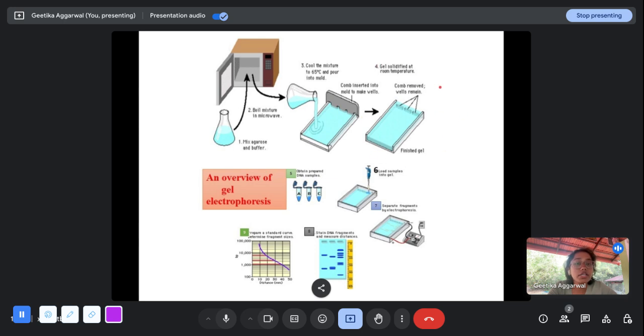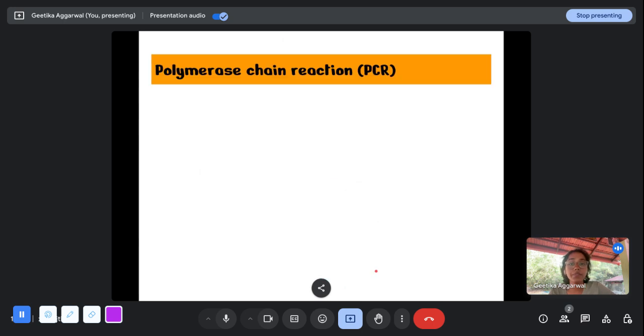The gel is now solidified at room temperature. It is solid, the comb is removed, and now you can see that the wells have been very well formed. So this is the finished gel. Now you take your DNA samples, add the dye to these and mix them properly. Then you load the sample using a micropipette into these different wells, and then, as discussed, you run them through the machine, which is connected to the negative and the positive currents. When the current is run, the DNA will run through the gel, and this is how it will look.